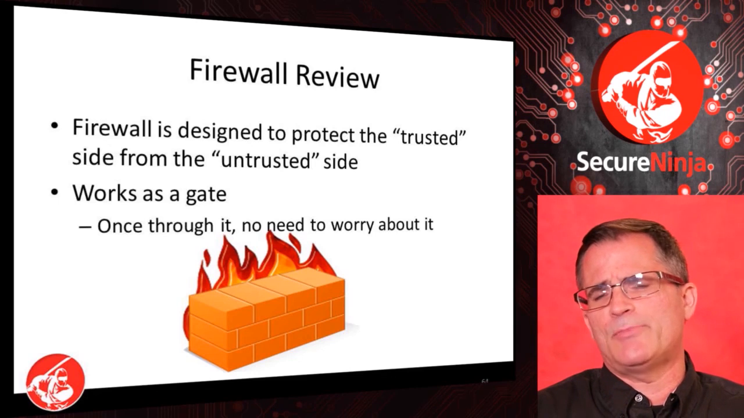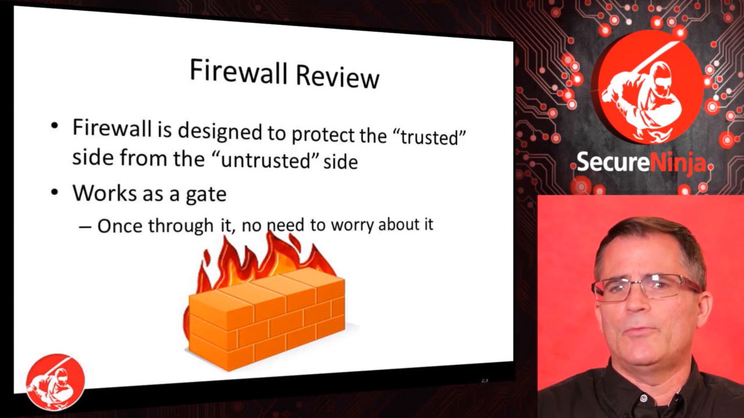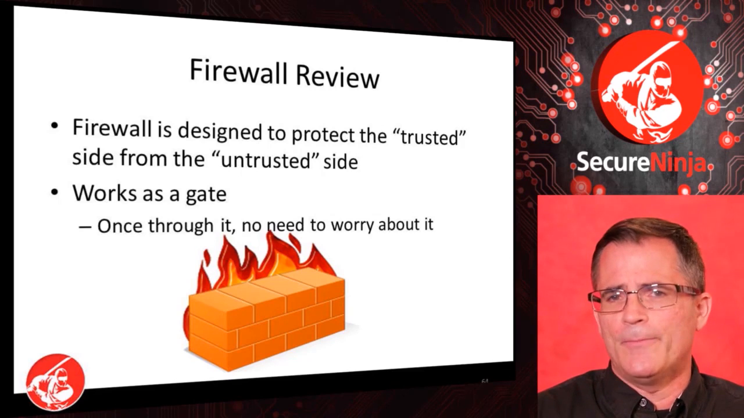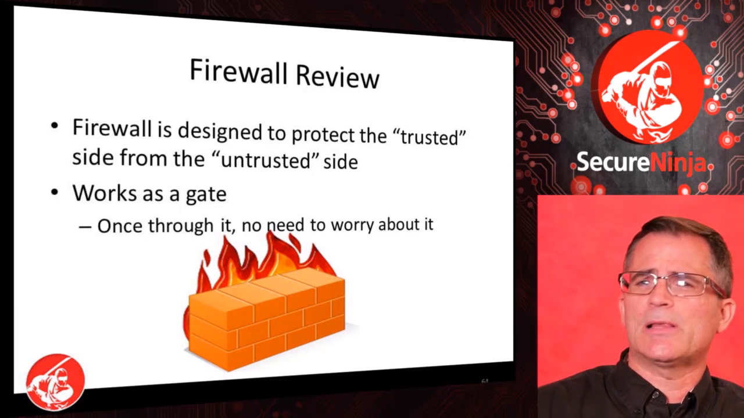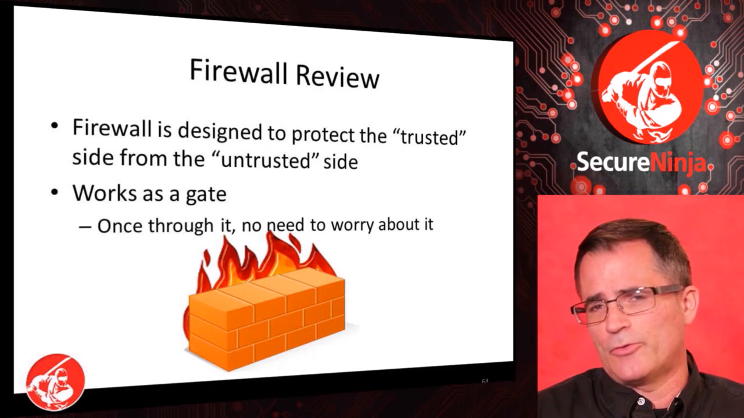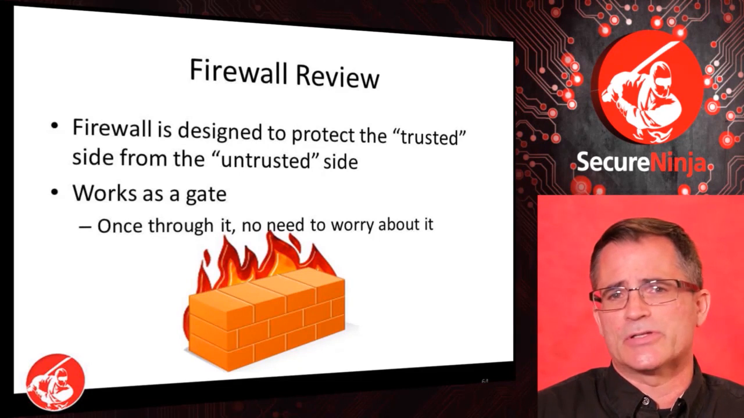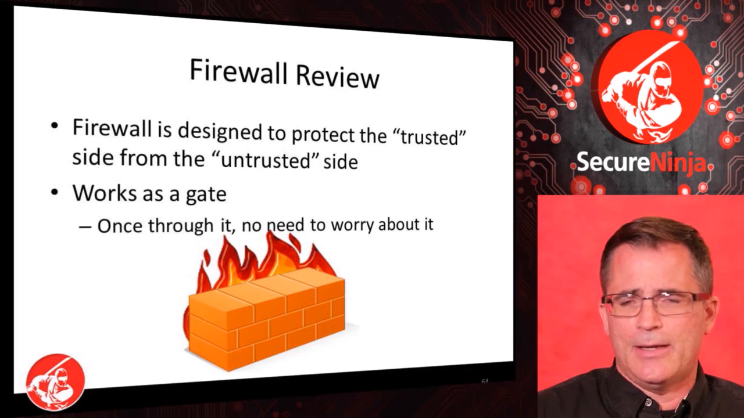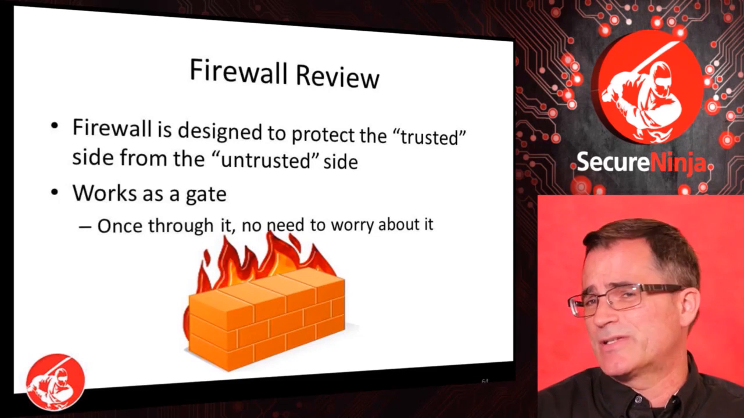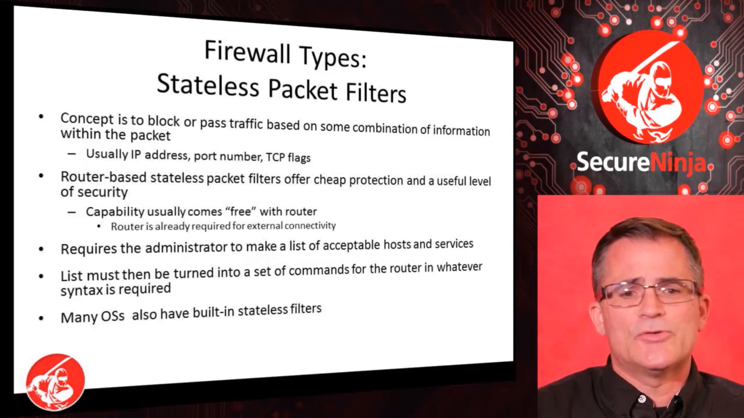A firewall is a gate because defenders configure it to allow services or ports through it. Our goal as the hacker and the red team is to figure out what's allowed through the firewall, and we use that as our vector to potentially get to the other side, to the services in the DMZ, and attack there. Once through it, we don't need to worry about it anymore. It's just a gate. So we've got some types.